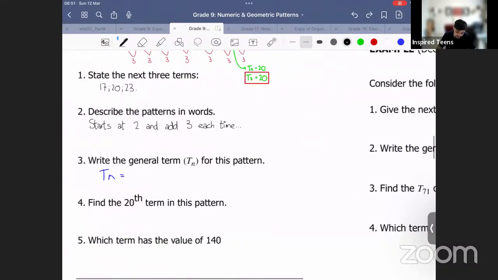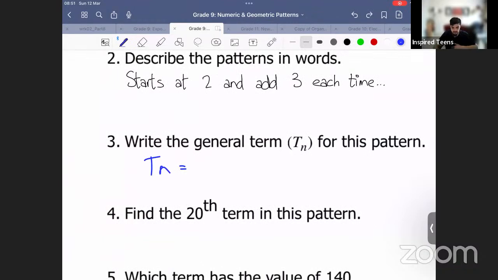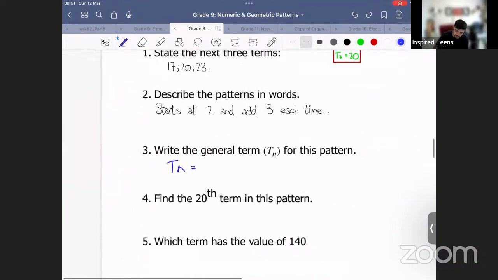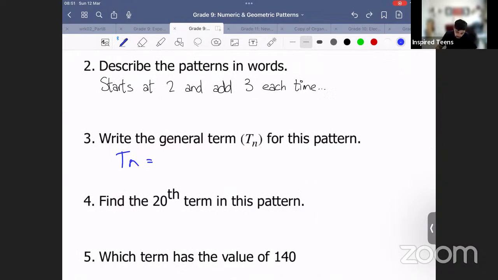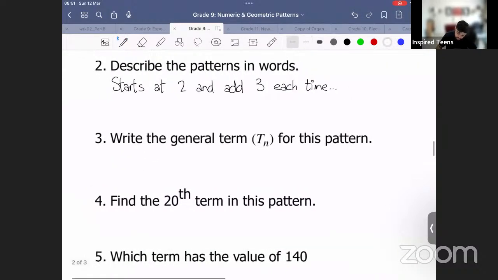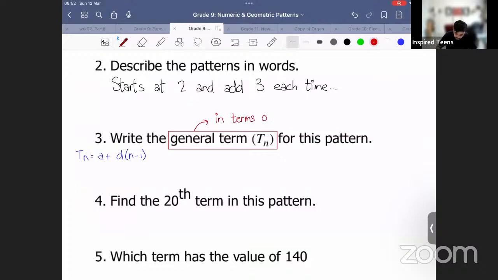Okay, so let's do it in this example. I know time is up. We'll just continue a little bit extra and we'll end. So write the general term Tn for this pattern. Firstly, my normal general formula is Tn is equal to A plus D n minus 1. Now, they want me to just have a formula for Tn. And please note that when they want the general term, it needs to be in terms of n, meaning you need to have n as an unknown.